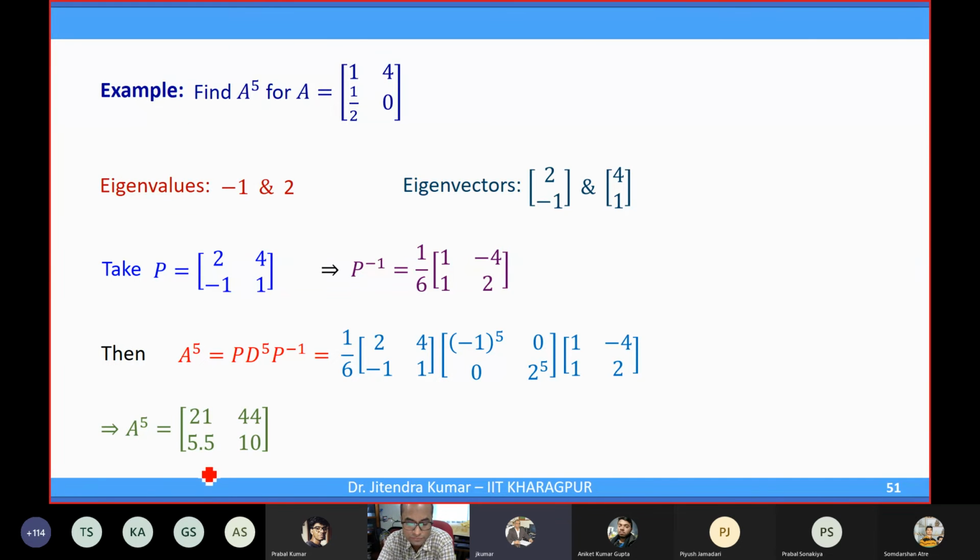As 21, 44, 5.5, and 10, which you could have, of course, got by multiplying that A 5 times. So I hope this is clear, right?